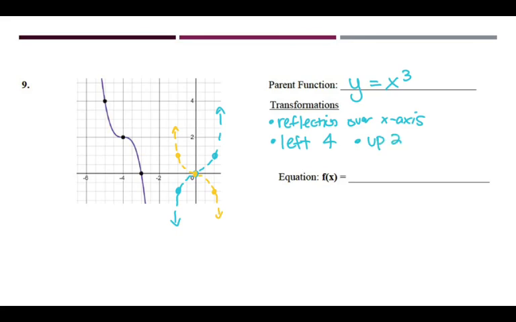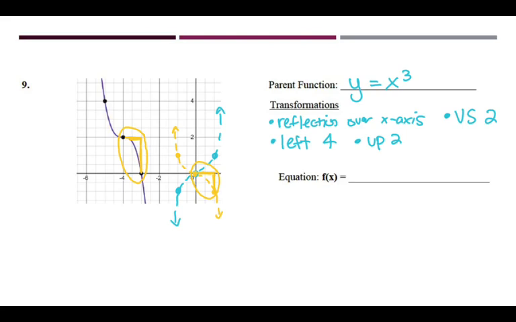And I also want to check to see if there was a stretch or a compression. Now I'm going to compare my yellow to my purple just because they line up nicely because of that reflection. So I can see that normally 1 unit horizontally, this is still 1 unit horizontally, so we don't have a horizontal stretch or shrink, but 1 unit vertically is no longer applied with my purple function. Instead, this unit is 2 units away. So that means I have a vertical stretch of 2.